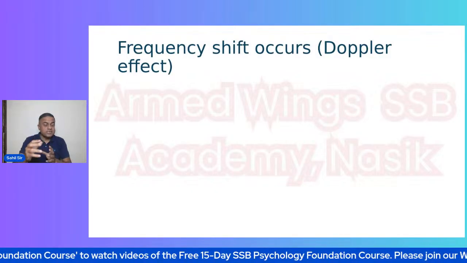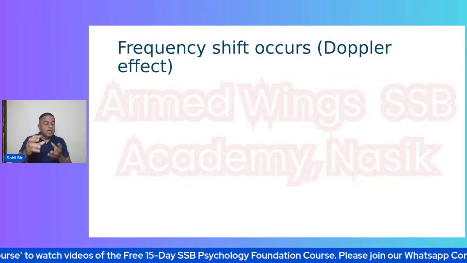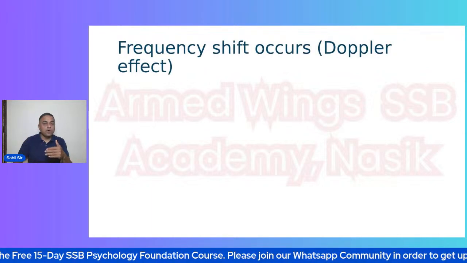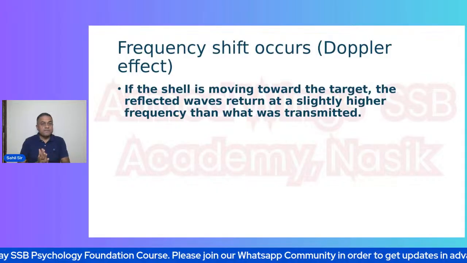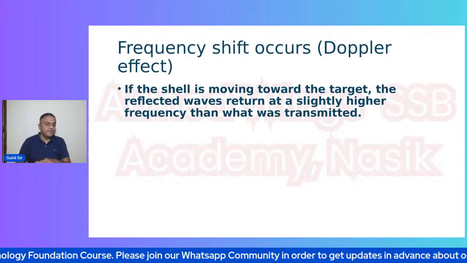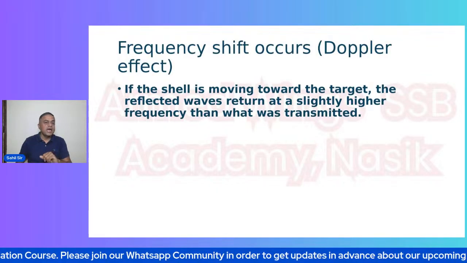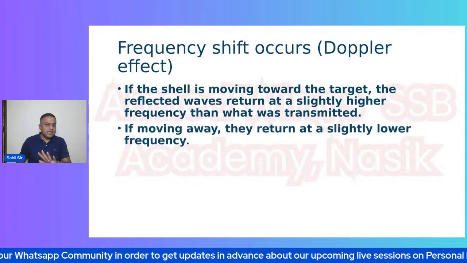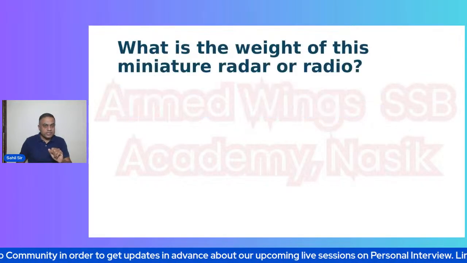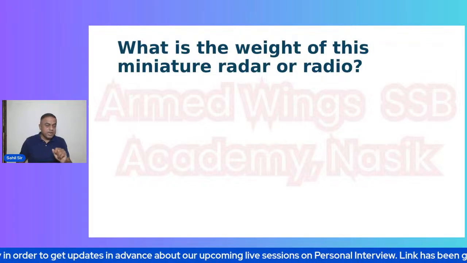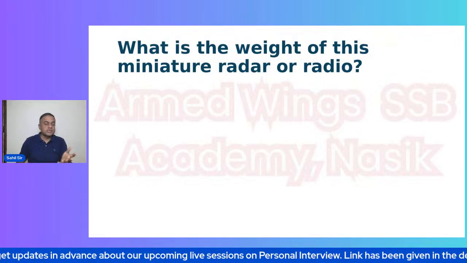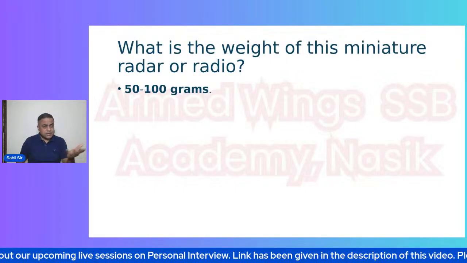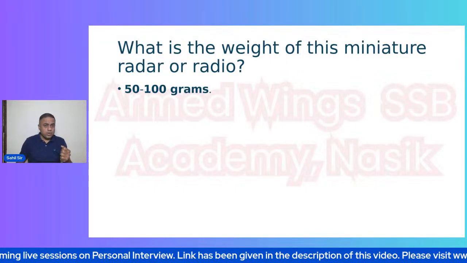Based on this, the shell's miniature radar is able to understand whether it is close enough or not to the target. So if the shell is moving toward the target, the reflected waves return at a slightly higher frequency than what was transmitted. If moving away, they return at a slightly lower frequency. What is the weight of this miniature radar or radio? I've already explained it. It's around 50 to 100 grams. Exceptionally, it can be slightly higher or lower as well.